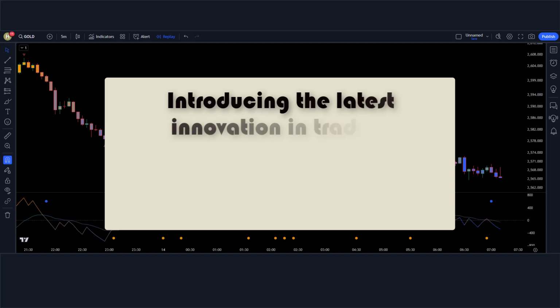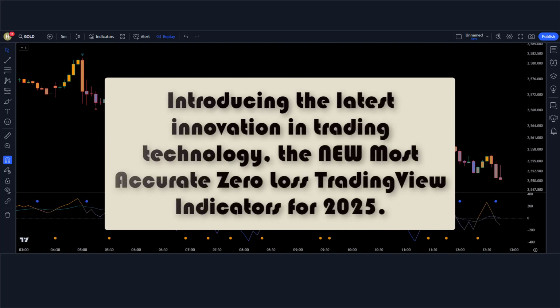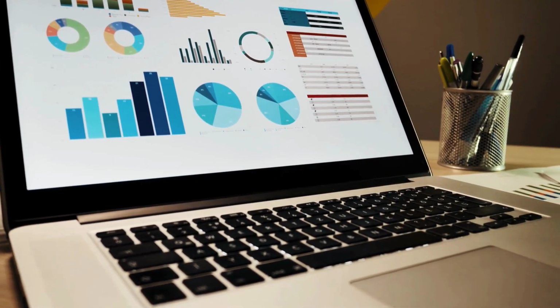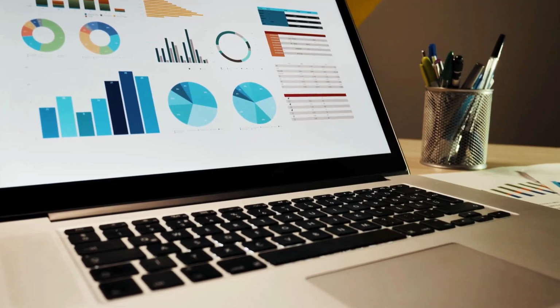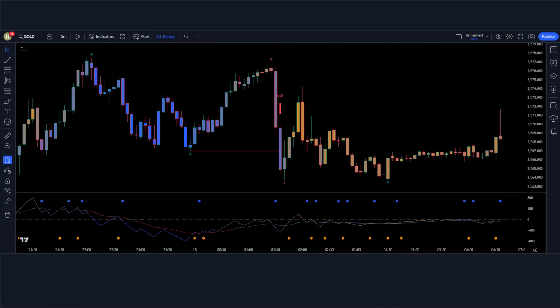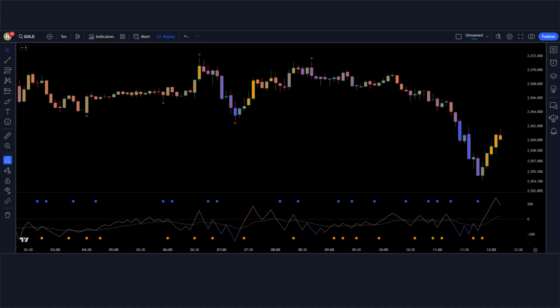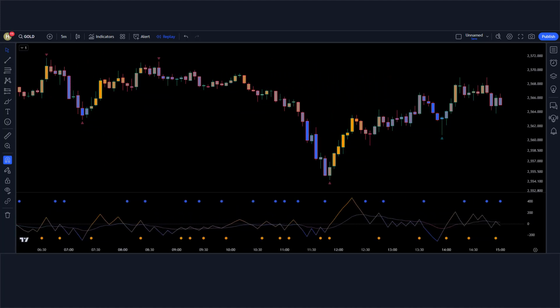Introducing the latest innovation in trading technology, the new most accurate zero-loss TradingView indicators for 2025. Designed for traders seeking precision and reliability, these indicators utilize advanced algorithms to deliver real-time market insights without the risk of loss. Whether you're a seasoned trader or just starting, our comprehensive analysis and real-time demonstrations will show you how to leverage this innovative tool effectively.